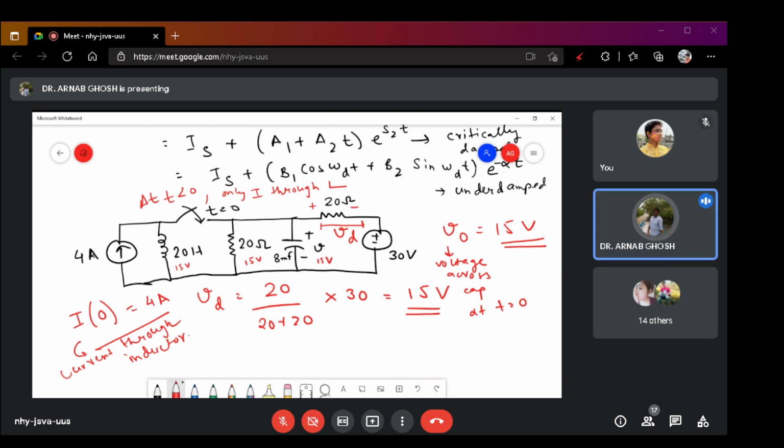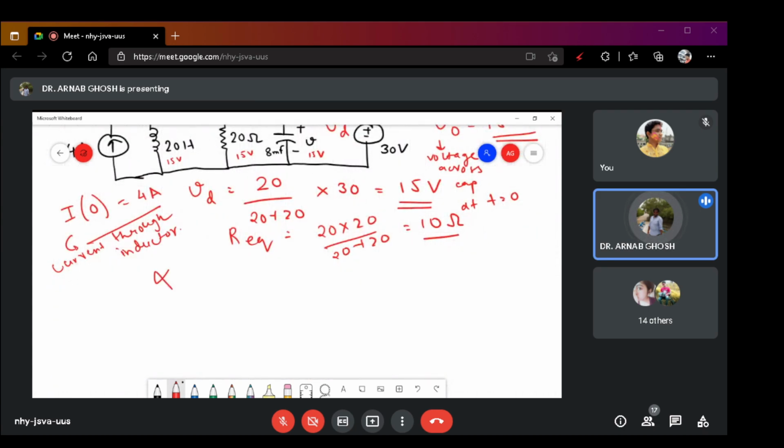Okay. Next, what is the equivalent resistance? 20 cross 20 by 20 plus 20. So this is equal to 10 ohm. You have two resistances in the circuit.